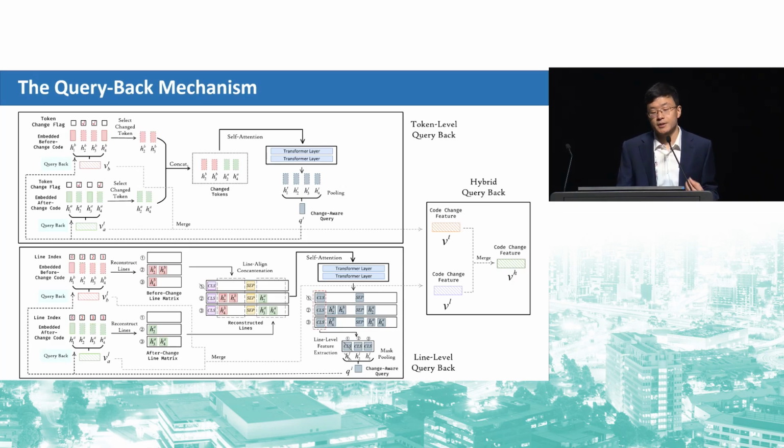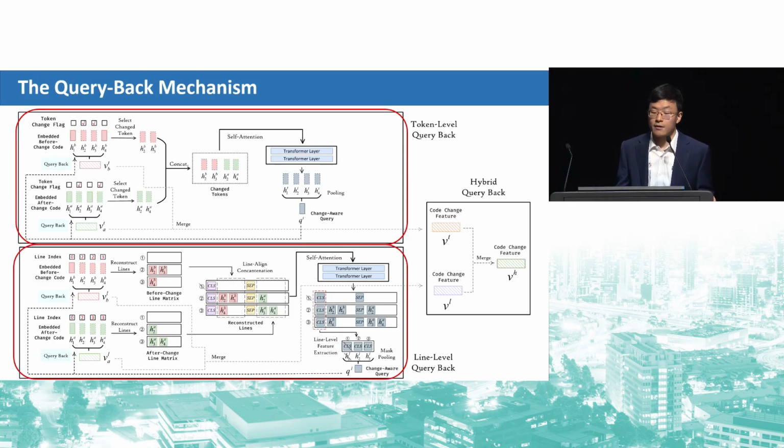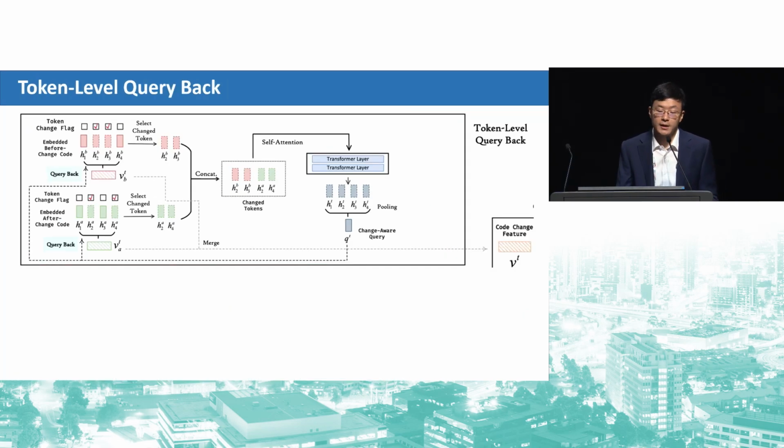Considering that different downstream tasks may focus on information of different granularity, for example, the token level or the line level, we propose 3 variants of the queryback mechanism: token level, line level, and hybrid queryback.